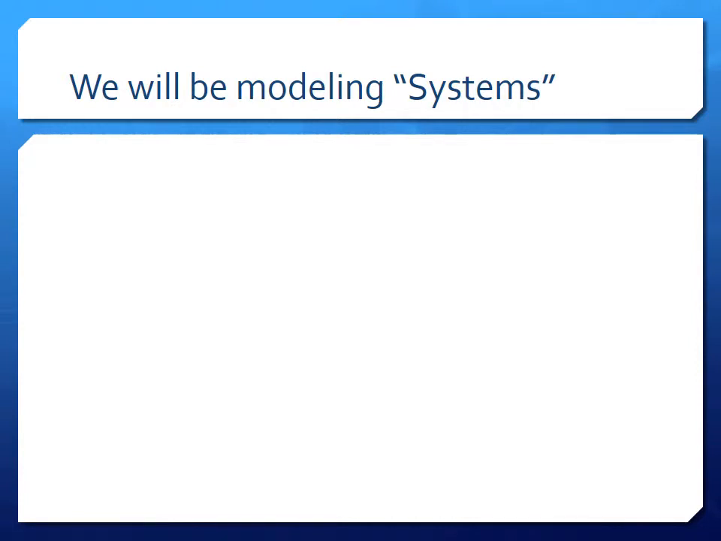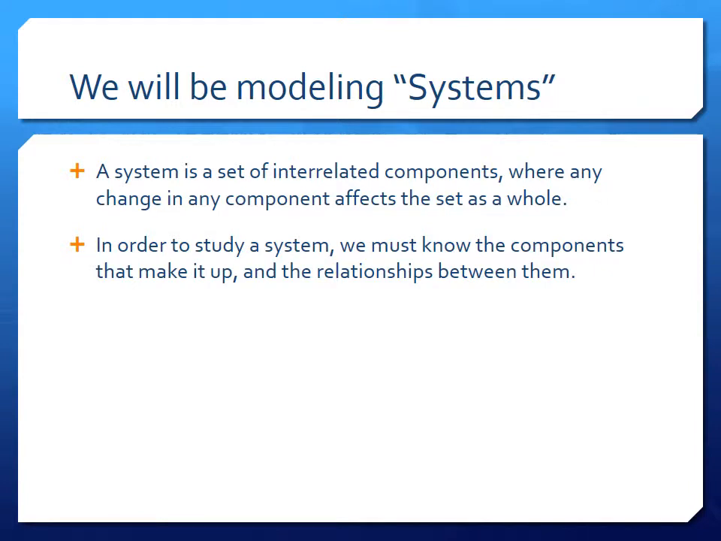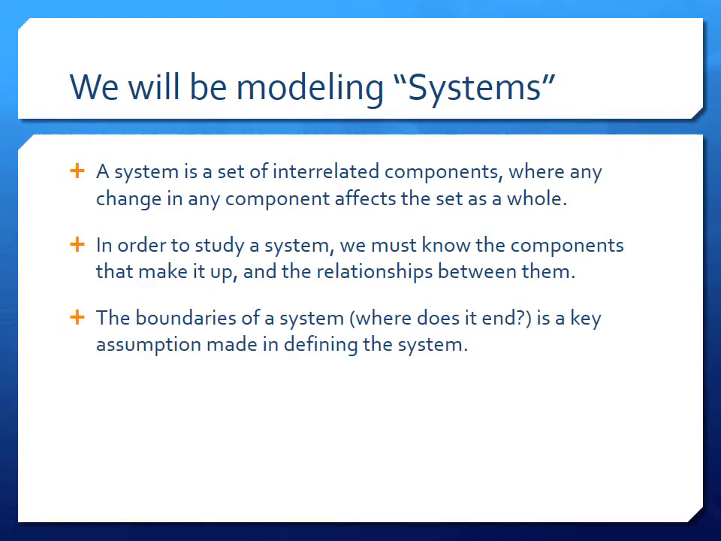Now, the other thing is that we will be modeling systems. A system is a set of interrelated components, where any change in any component affects the set as a whole. So it's a connected set of components, and in order to study a system, we must know the components that make it up and how these components interact. What are the relationships that exist between them? The boundaries of a system are a key assumption made in defining the system. I mean, where does the system end? So putting some boundaries is going to be a key assumption, and we'll talk about that in the examples of this class.